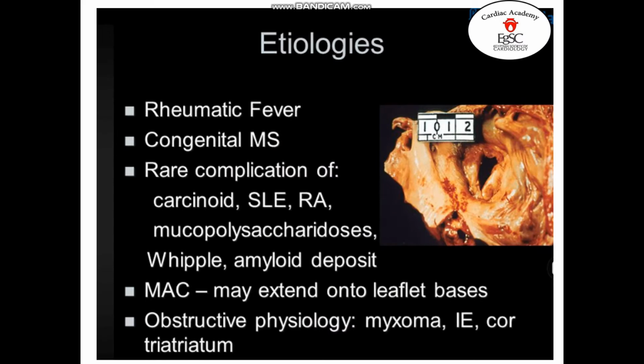The most common etiologies of mitral valve disease in general are rheumatic fever, congenital mitral stenosis, rare complication of carcinoid, systemic lupus, rheumatoid arthritis, mucopolysaccharidosis, Whipple disease, and amyloid deposition. Mitral annular calcification may extend to the base of the leaflets, especially the base of the posterior leaflet, and obstructive physiology may occur in case of myxoma, infective endocarditis, or cor triatriatum.